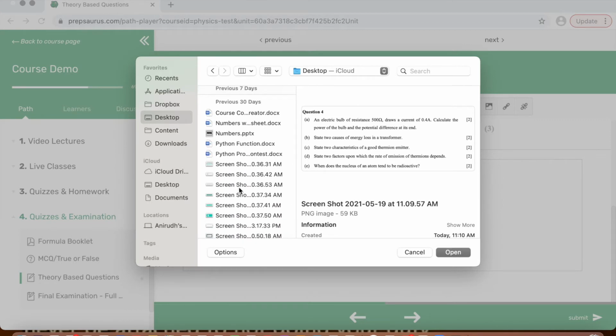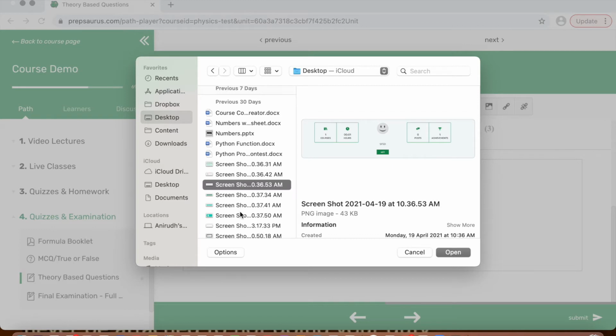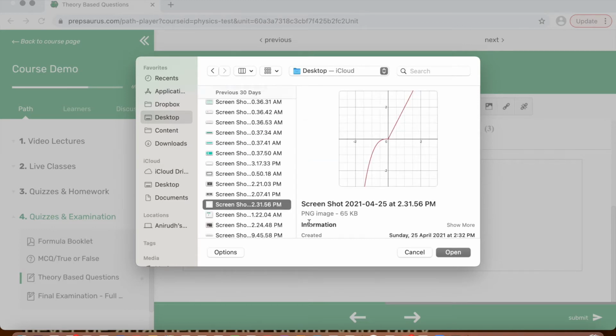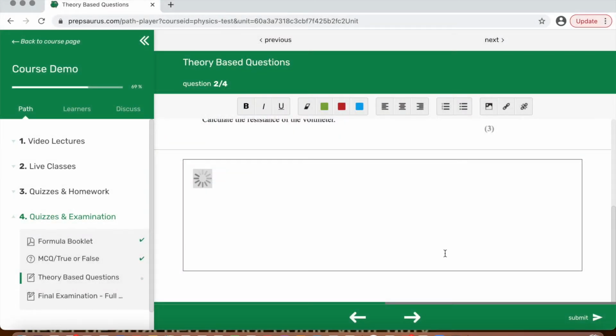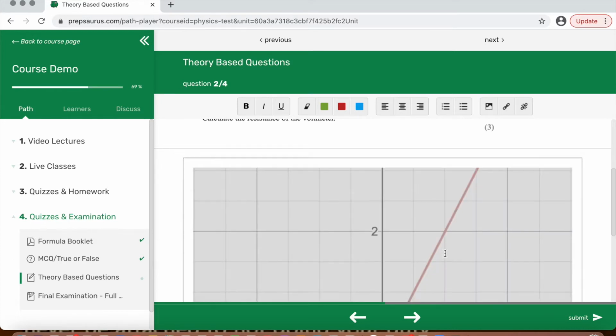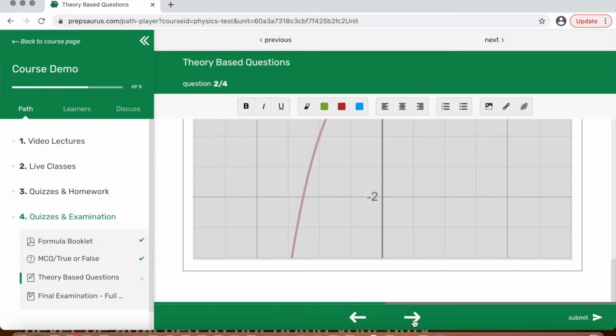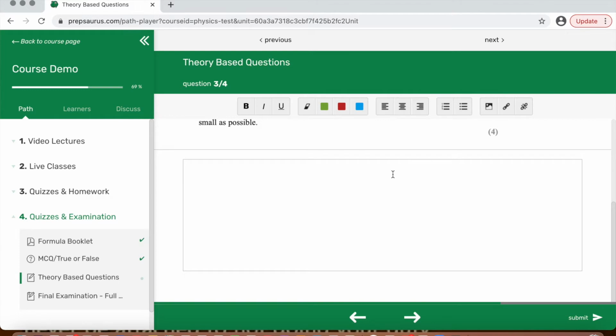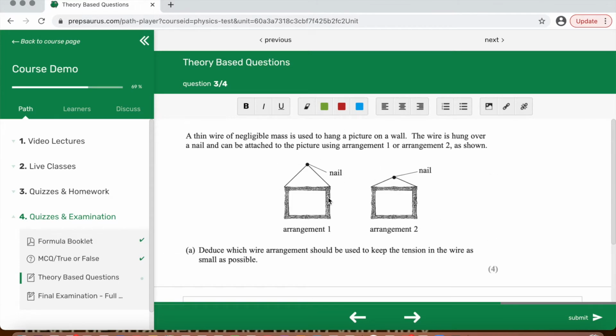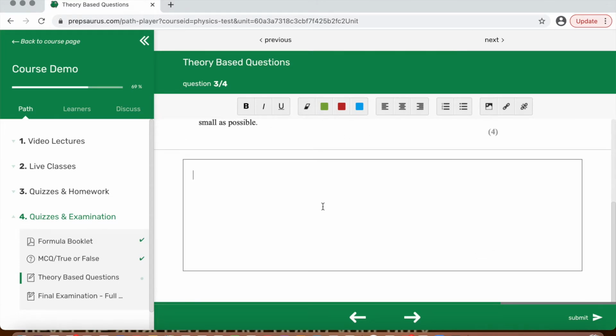For example, I'm just uploading a sample picture. They could be the picture of a graph or a diagram or an answer that has been typed, and they can upload the solution as an image. Once uploaded, it gets displayed and the student can proceed to the next section. The same process can be employed for the remaining two questions.